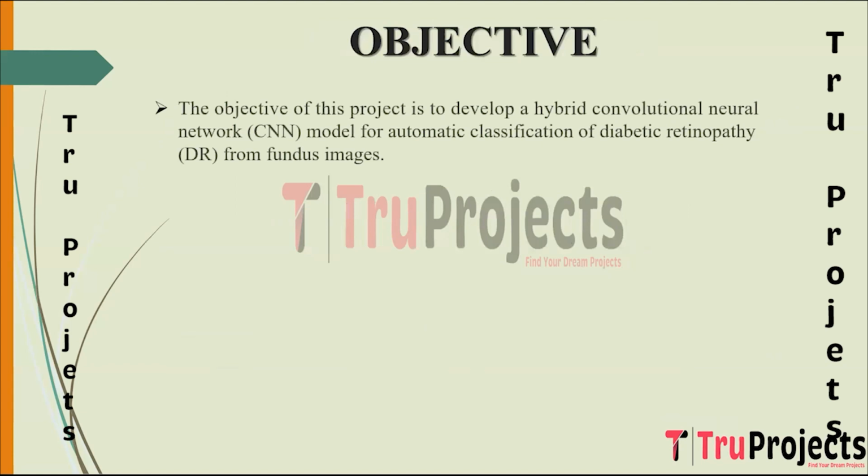Objective. This project focuses on designing a specialized neural network, a hybrid CNN, specifically tailored to automatically identify and classify diabetic retinopathy in fundus images. The emphasis is on creating a model capable of precise and accurate diagnosis without human intervention.